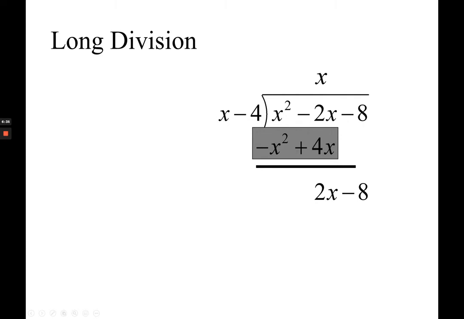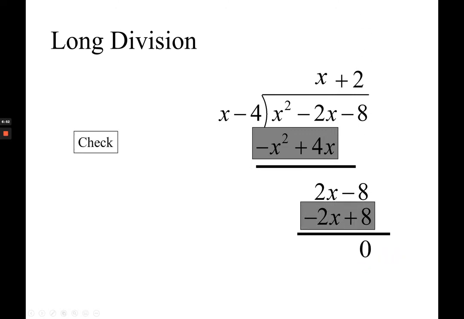2x divided by x is 2. Write 2 on top of negative 8. Multiply 2 to 2x minus 4. You have 2x minus 8, and they are the same. If you perform subtraction, it becomes 0. And your quotient is x plus 2.